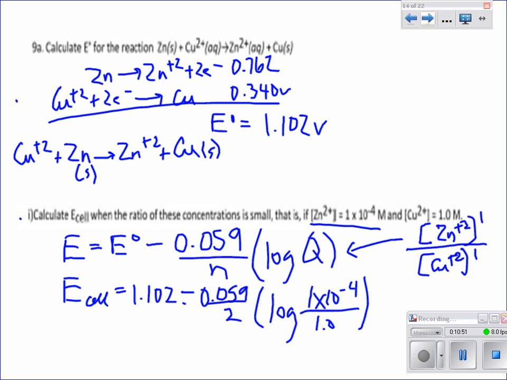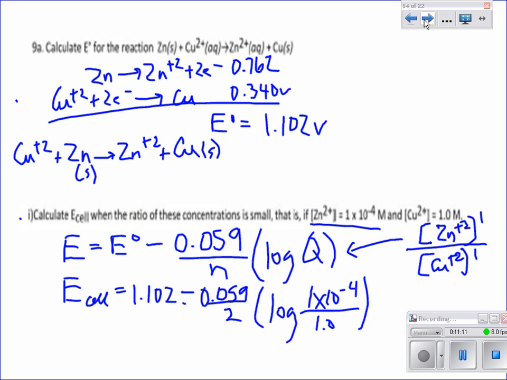So what does that do to the voltage? It makes it higher. It increases the voltage. So you need to know your log rules. If this were a number greater than 1, the log would be positive. So you'd be subtracting off from the original cell voltage, and that would decrease. So we better see an increase in voltage here.